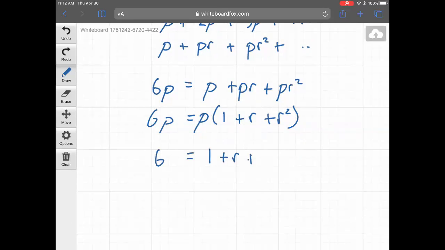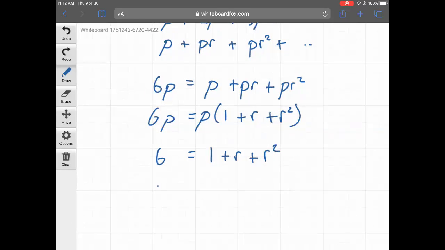Okay, now we can eliminate P and we can say 6 must be equal to 1 plus R plus R squared. Subtract 1 from both sides. We've got that 5 is equal to R plus R squared. And now it looks a lot like a quadratic equation. So we can say R squared plus R minus 5 equals 0.